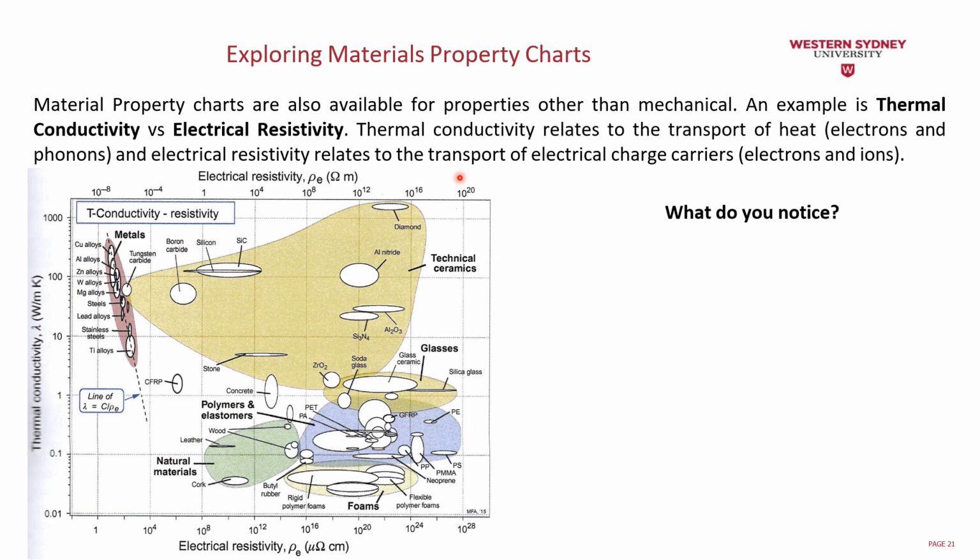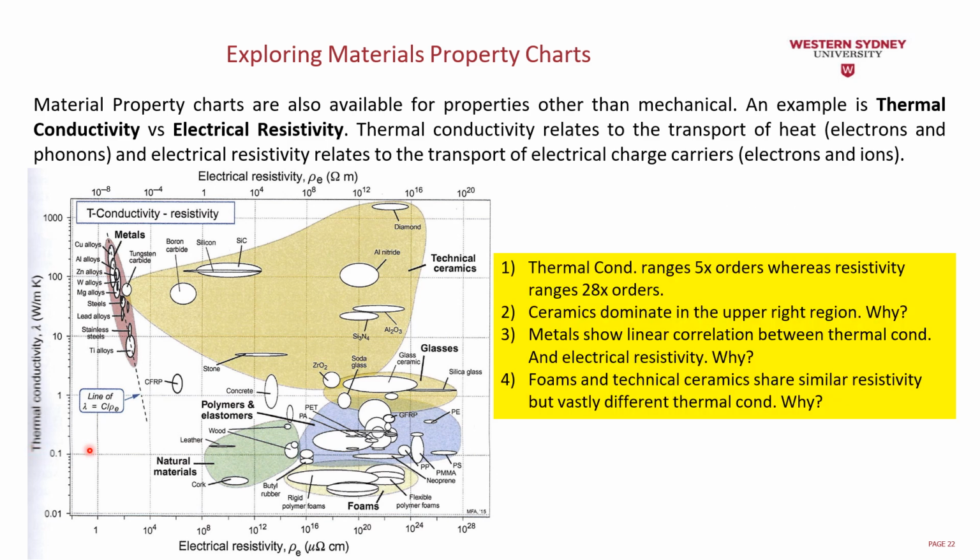So what do we notice in this chart of electrical resistivity against thermal conductivity? First, for thermal conductivity the range is 5 orders of magnitude, whereas the resistivity range is 28 orders of magnitude, from 10 to the power 1 up to 10 to the power 28. Thermal conductivity goes from 0.01 up to 1000. So this is 5 powers of 10, and this is 28 powers of 10.